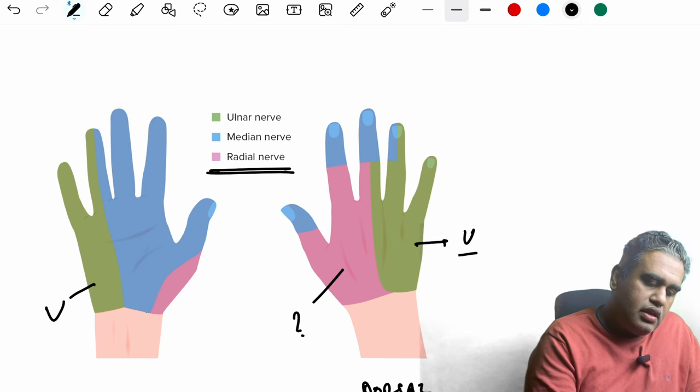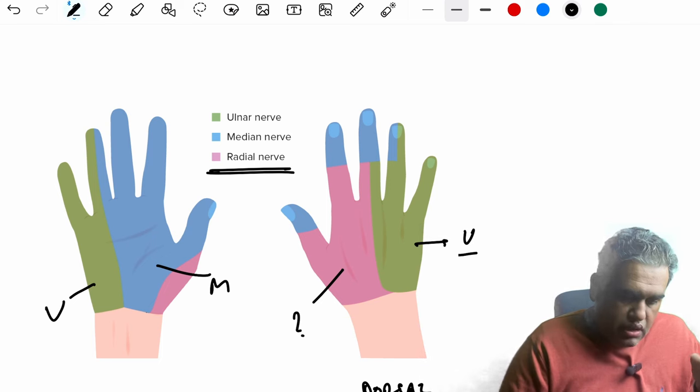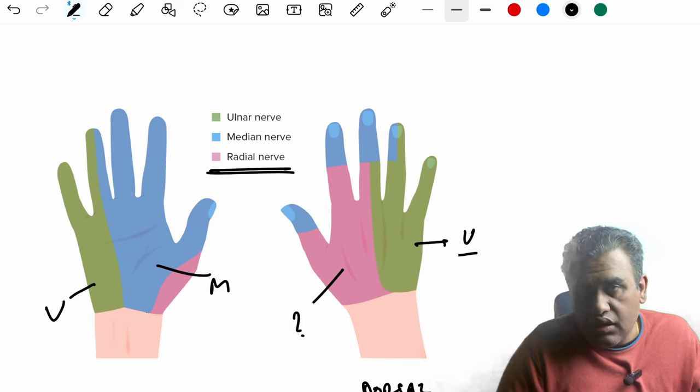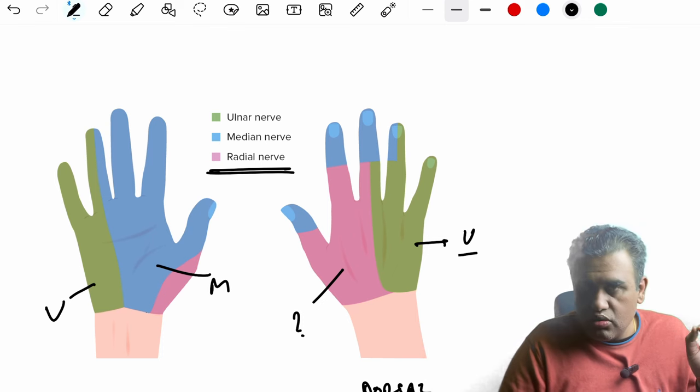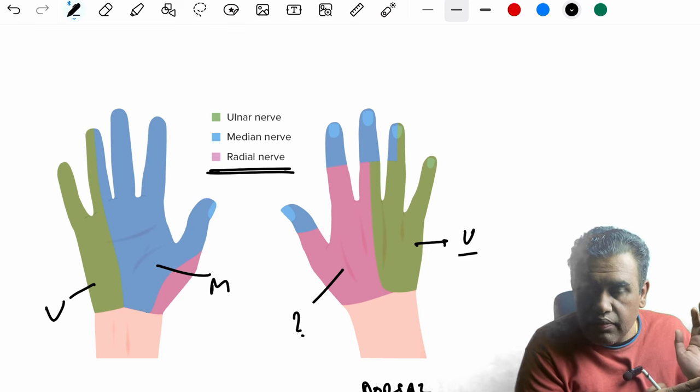This blue color over here is the M for the median nerve. So this area is M for the median nerve. Remember, this can also be easily involved in cases of carpal tunnel syndrome, where the median nerve is compressed inside the carpal tunnel.